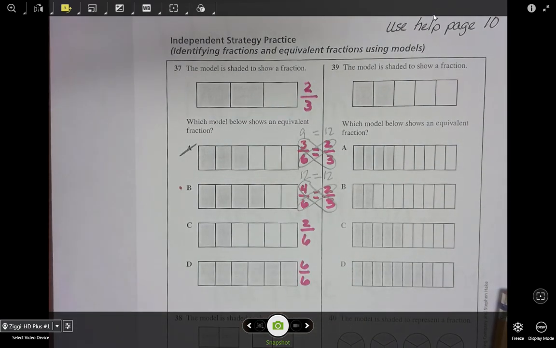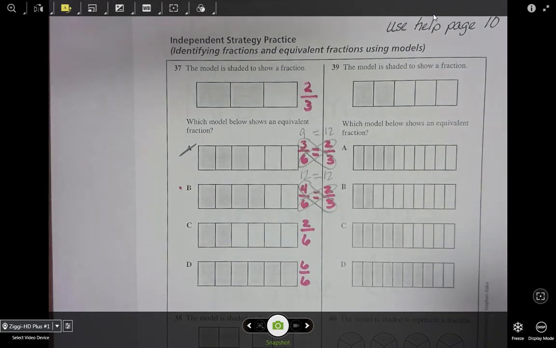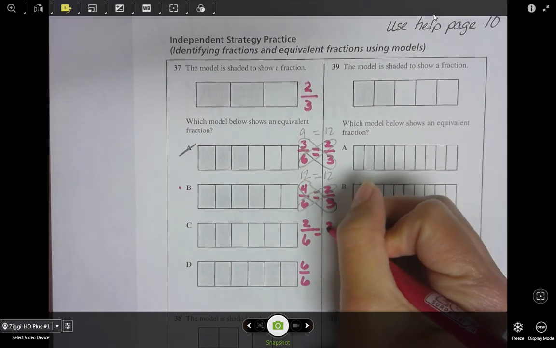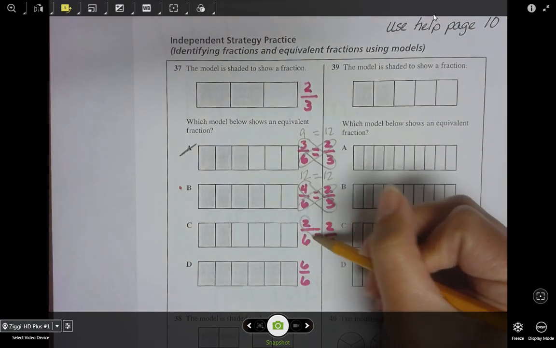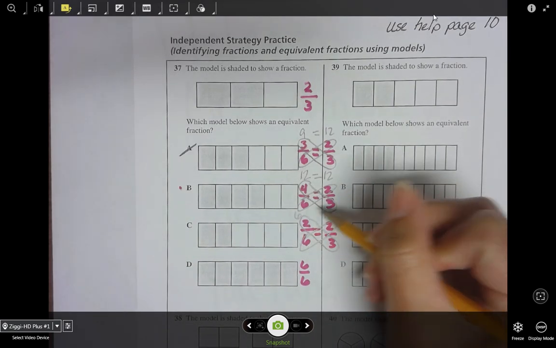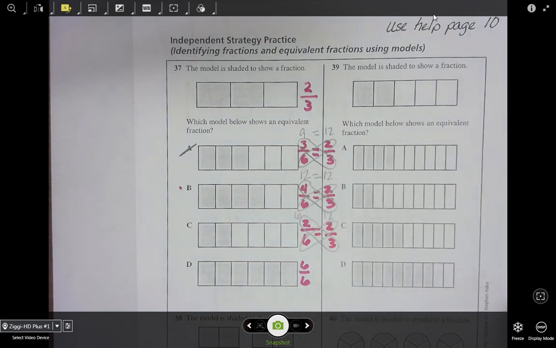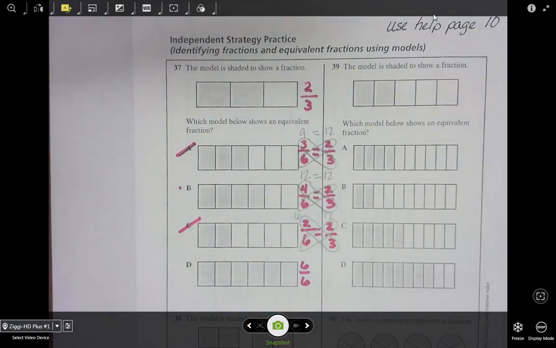Let's go ahead and check the last two just to double check. Make sure I didn't do anything wrong with my multiplication. So we have 2/6 is equal to 2/3. So we would do the butterfly method again. We would say 2 times 3 is 6. 6 times 2 is 12. Is that equal? No. Nope. So that's not the correct answer. So I can mark that one off too. So I've marked A and C off.